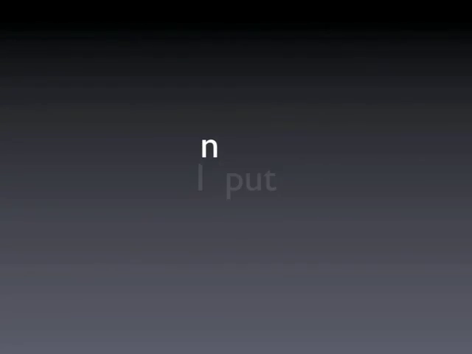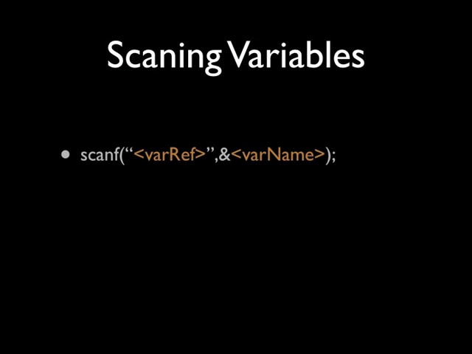Now input. For input we use scanf. Once again we use those same variable references, a comma, but for input we have to put an ampersand in front of our variable name. Very important we have that ampersand symbol there.